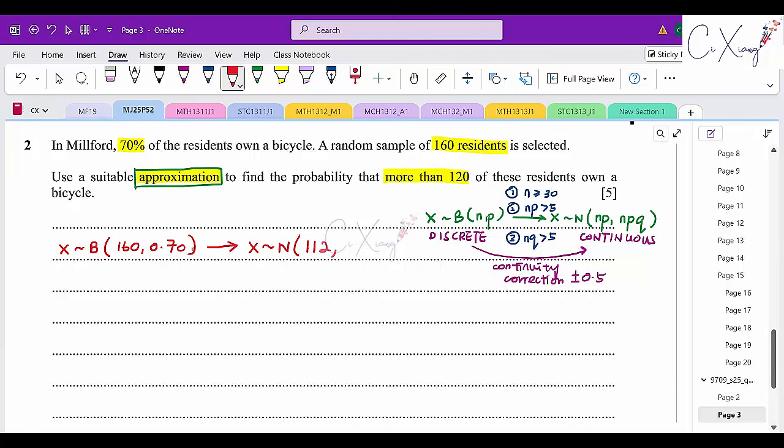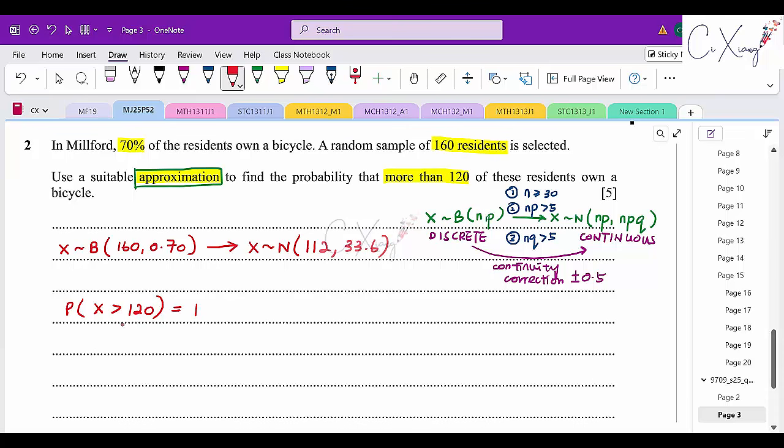How about the variance? The variance is n times p times q. So 160 multiplied by 0.7 multiplied by 0.3, and you should get 33.6. This is your mean and this is your variance. Then let's continue further. I want to calculate the probability of X greater than 120, more than. There shouldn't be the equal sign here. Greater than, but no equal sign.